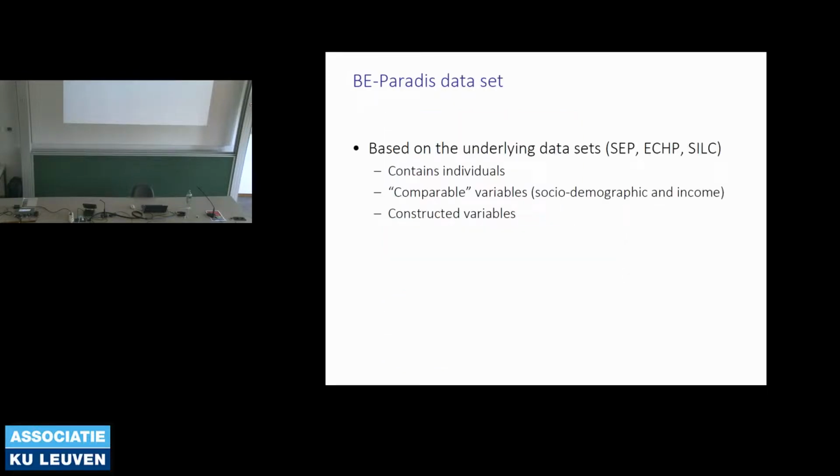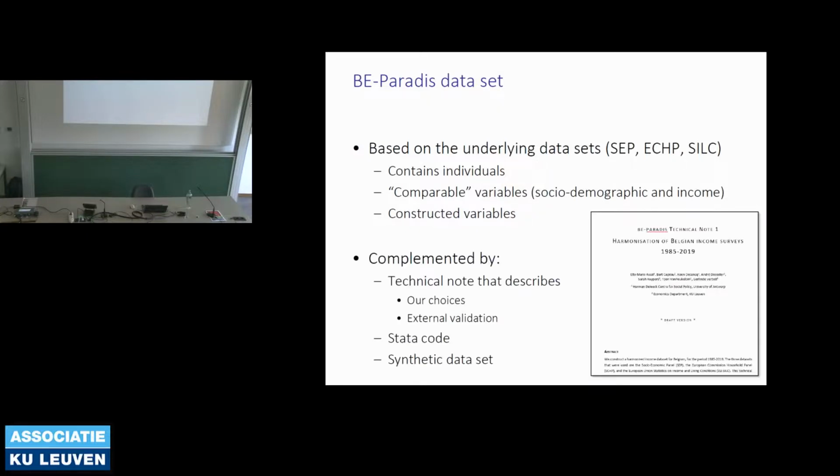Yep. So in our data set there will be individuals. So basically we include all the individuals from the underlying microdata. We, and I say we, but that's mainly the work of Sarah and Toon, harmonize socio-demographic and income variables as much as possible. We construct some additional variables that we think are useful for users.